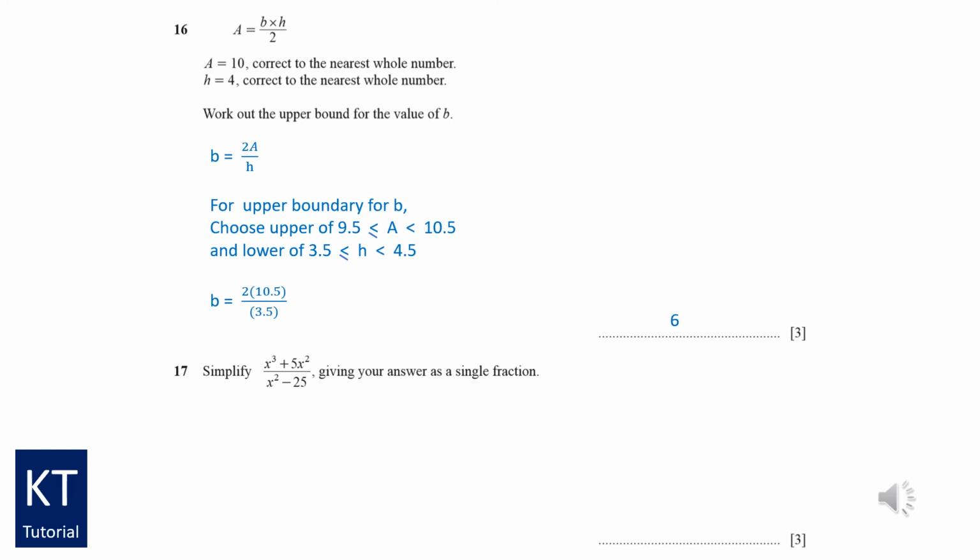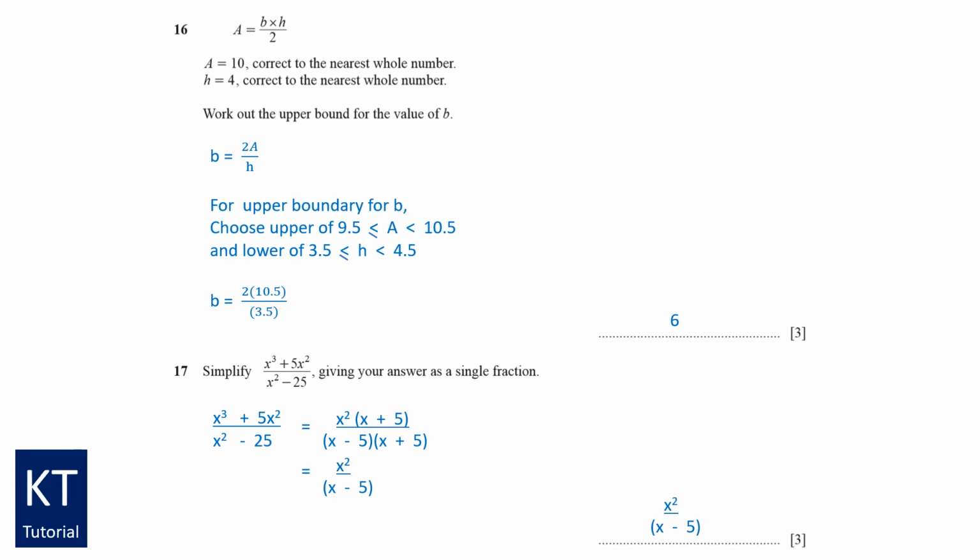For the upper boundary for b, we have to identify the upper boundary for its numerator and the lower boundary for its denominator. With a being 10.5 and h being 3.5, we can identify the upper boundary for b as being 6. Question 17. Simplify the expression, giving your answer as a single fraction.